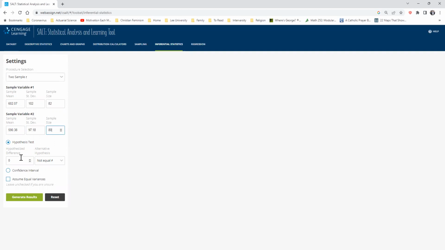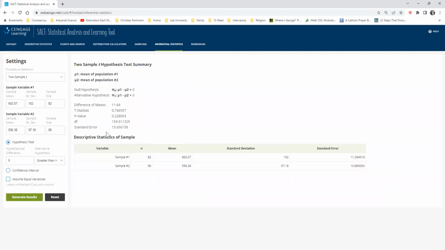The null hypothesis would say that there is no difference, and we want to know if women are greater than men on average. We're not going to assume equal variances because we're not sure. And we generate results, and we get a p-value of 0.228. What that indicates is that it is bigger than our level of significance. And so we do not think that there is enough statistical evidence to conclude that the average SAT score of women for the verbal section is higher than men.